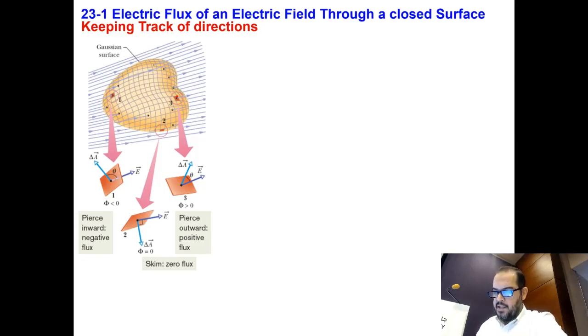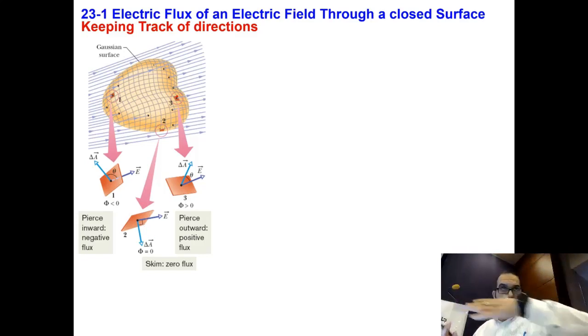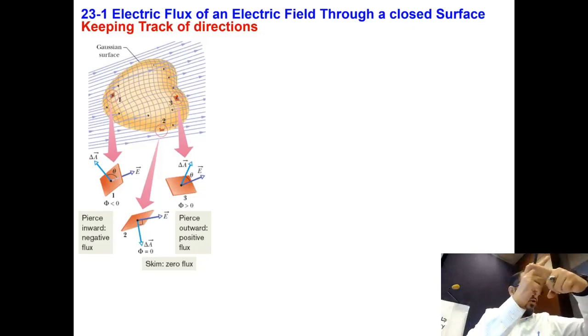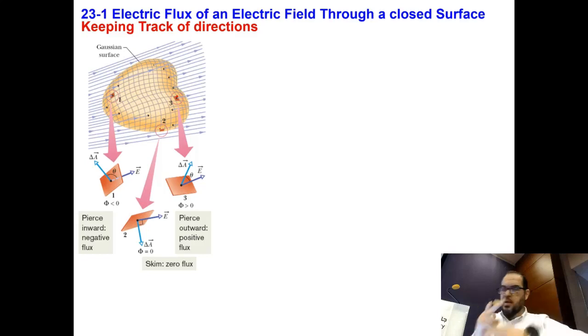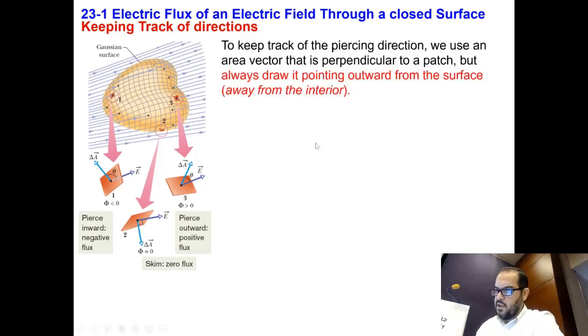Okay, and if the electric field, like in this location here, is just tangential to the surface, so the area vector is perpendicular to the electric field, and we said if they are perpendicular, the flux will be 0.